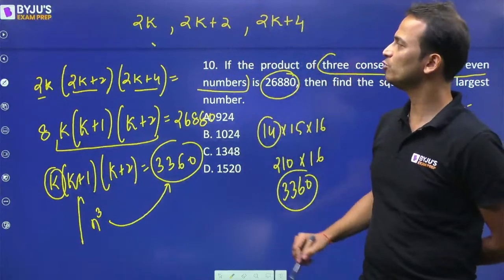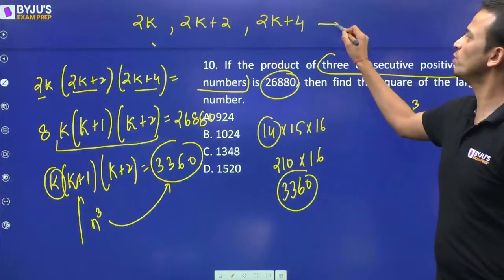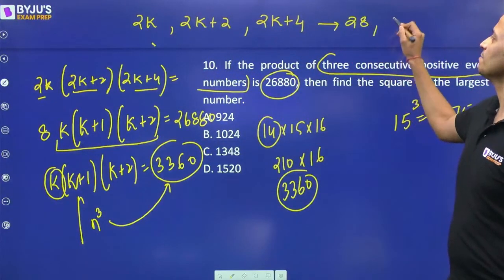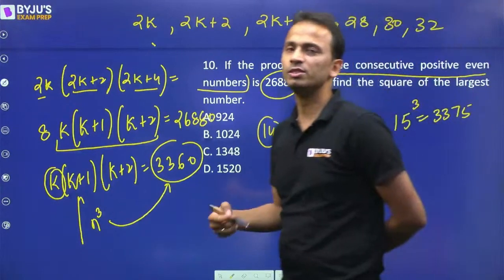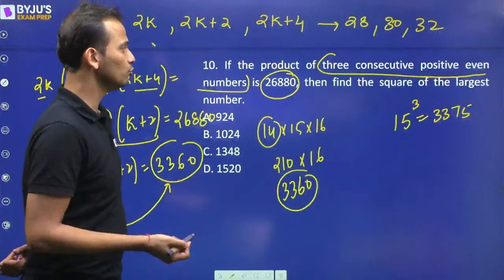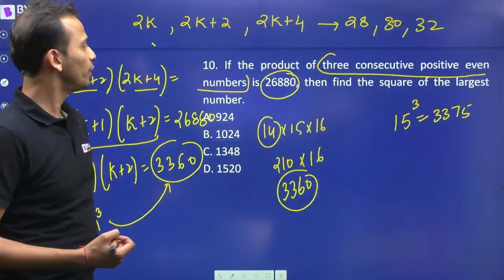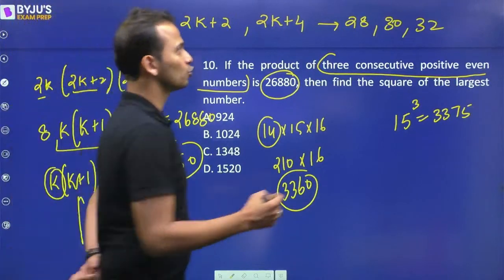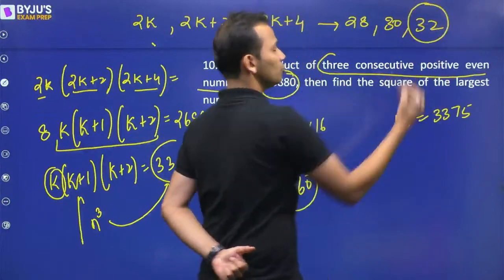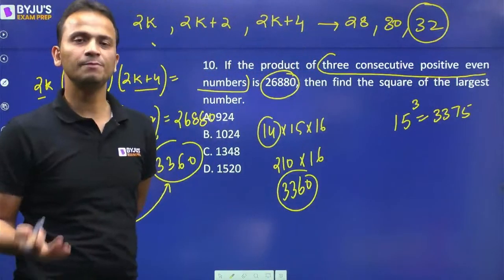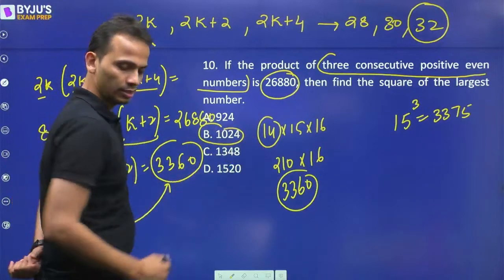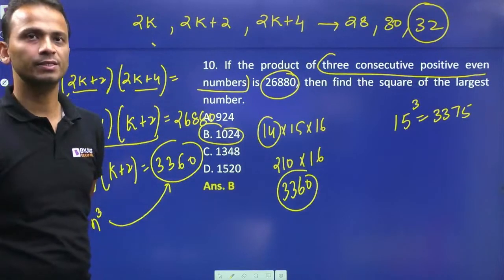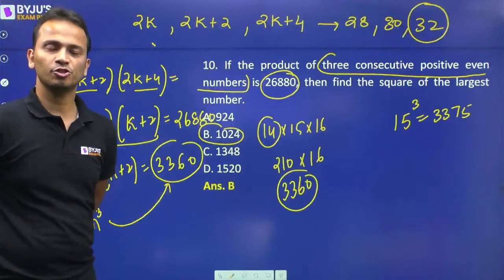K का value 14 हो जाएगा. So these 3 numbers will become 28, 30 and 32. What they want is find the square of the largest number. They want the square of this number. So 32 का square कितना होता है? It is 1024. So 1024, that is option B, will be the correct answer for this question.